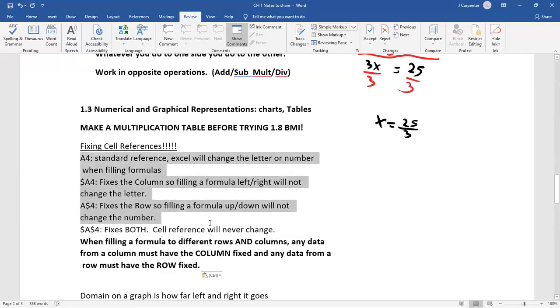How to fix cell references, the cash symbols in front of a letter, a number, or both. So if you're able to actually work on Excel while watching this, that would be awesome. If not, what you should do is after class, go and replicate this. In fact, I would normally not have my students in a lab for this one because I would have run out of lab time. We only get so much. So I'd say, hey, before you go and try 1.8 BMI, do this as a homework. So you'll be able to see exactly what I'm doing.